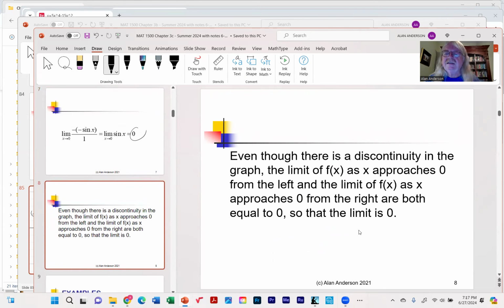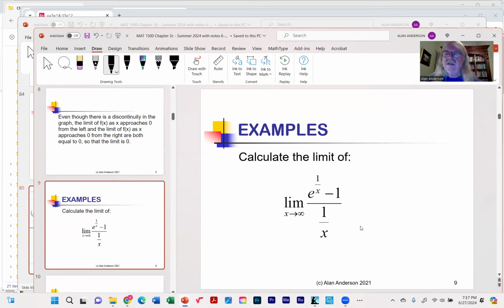Interesting. Oh my God, look at this one.